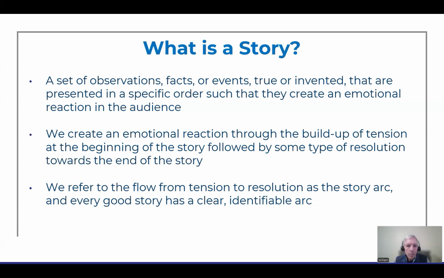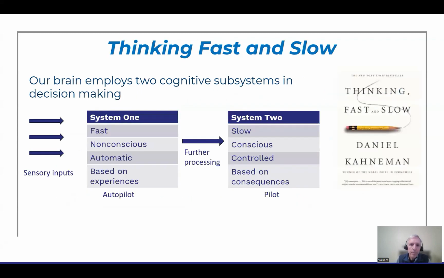So we create an emotional reaction through a buildup of tension at the beginning of the story. Then we have some kind of resolution towards the end of the story. That's kind of the nuts and bolts of the story. That's the core of a story. If a story doesn't have any buildup of tension, then it's probably not a very interesting story, and not many people are going to listen to it. And we refer to the flow from tension to resolution as the story arc. Every good story has a clear, identifiable arc.